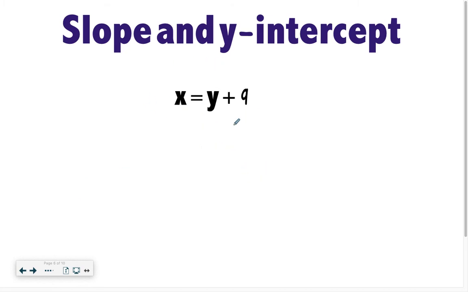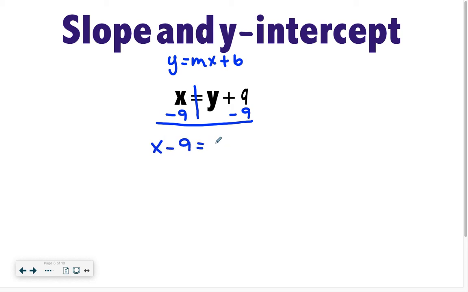Now, the slope and y-intercept of an equation that looks like this. Again, my slope-intercept form is y equals mx plus b. This time I have an x equals, and I don't want that. I want y to be by itself. So this time, instead of moving the x, I'm going to move the 9. I'm going to say minus 9, minus 9. And since this 9 doesn't have an x, I can't do anything to combine those two because they're different. So I have x minus 9 equals y.